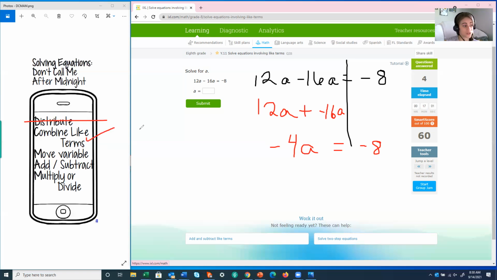All right, let's work our way through the steps. Do we need to move the variable? Nope, I don't have a variable on both sides. How about adding or subtracting? Nope, nothing being added or subtracted to the 4a, because even though we see that minus sign or that negative sign, that belongs to your 4. It's not a minus 4. It's negative 4 times a, which means multiplication and division is what we got going on. What's the inverse of multiplication? Division. We're going to divide both sides by negative 4.